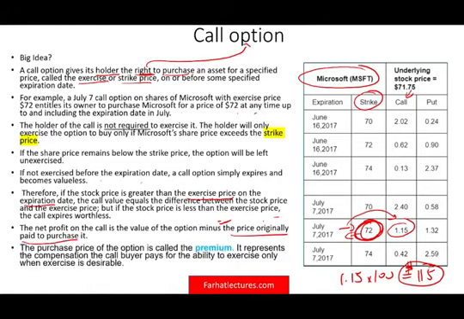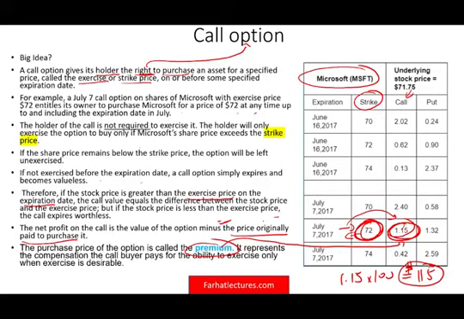The purchase price of the option is called the premium. So this 115 is the premium. It's basically you have to pay someone to give you that option. They're not going to give it to you for free. Now, what is the psychology behind your position and the other party's position?